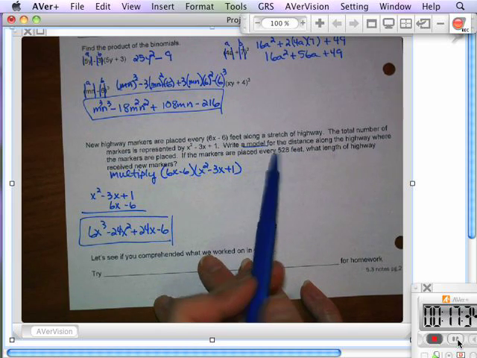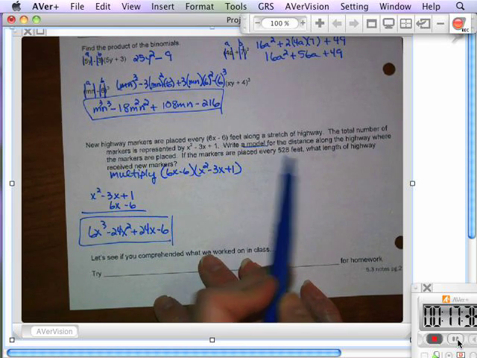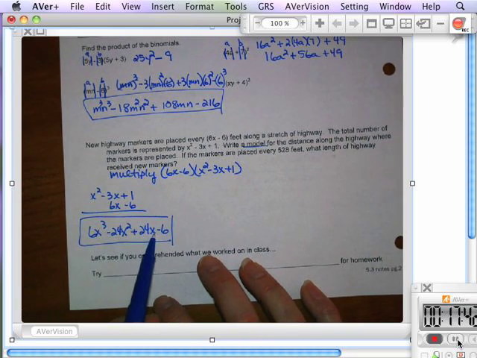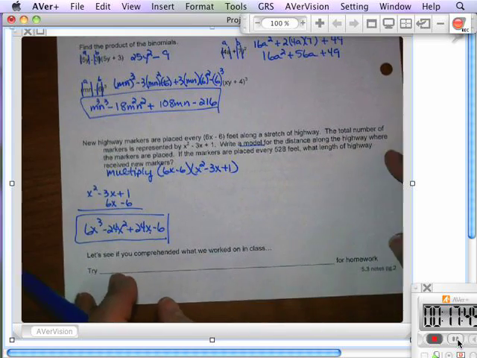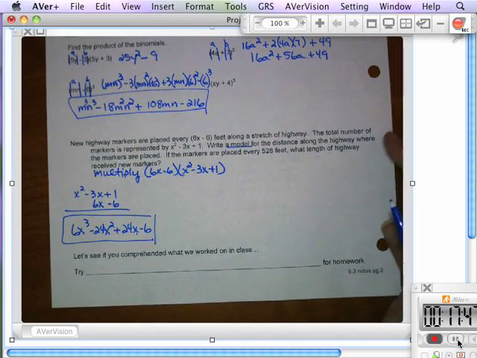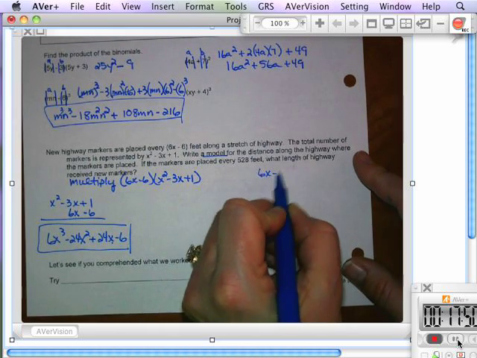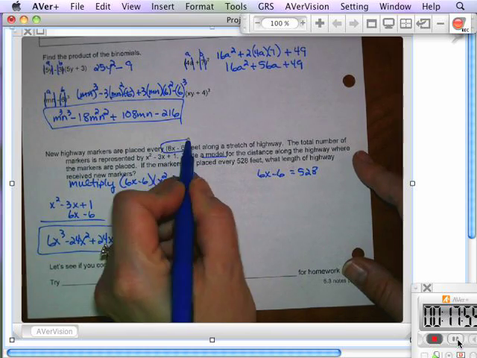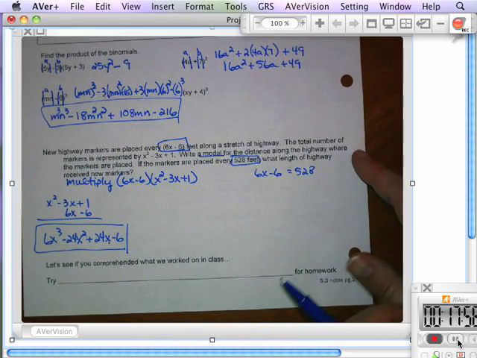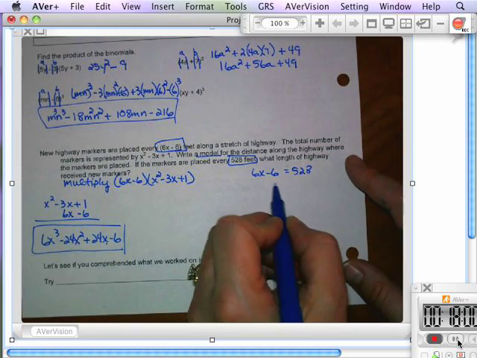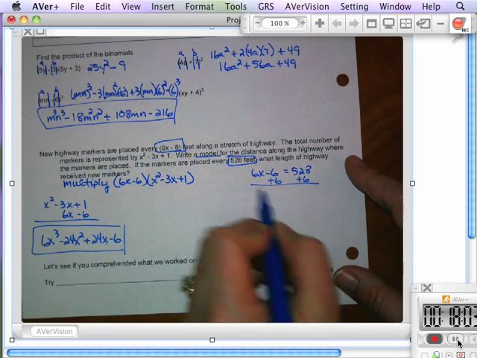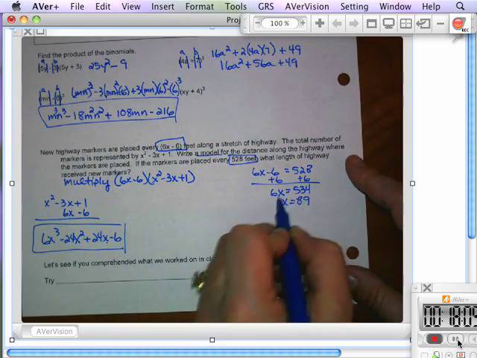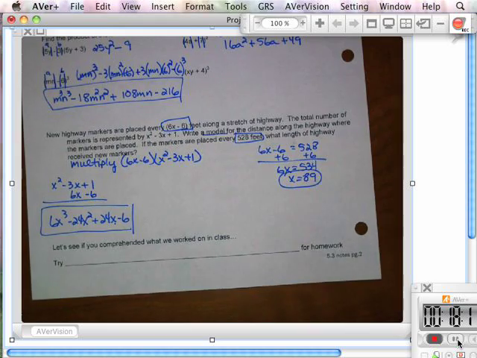Then it says if the markers are placed every 528 feet, what length of highway received new markers? Well, I got to find out what x is, and I can plug it into this equation to find the length of the highway that received new markers. So they're saying that 6x minus 6 is 528. They're telling me that right there. So I got to solve for x. And x equals 89.